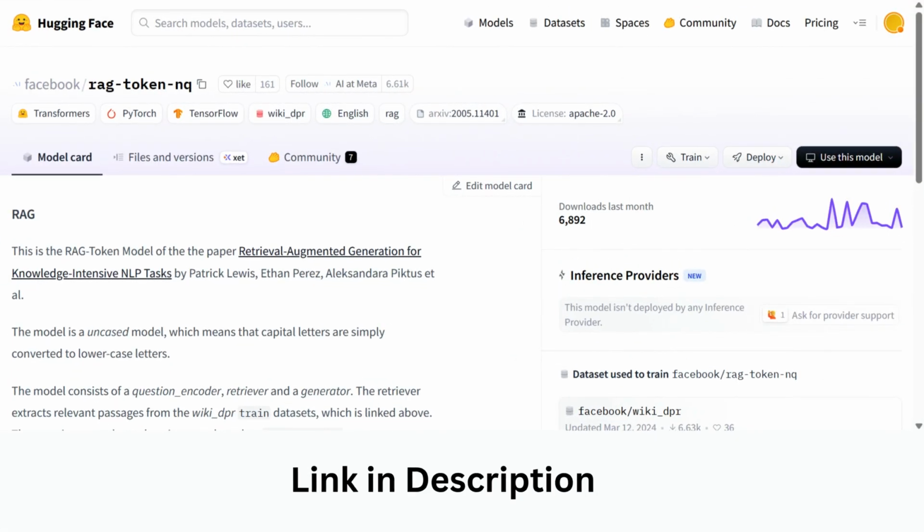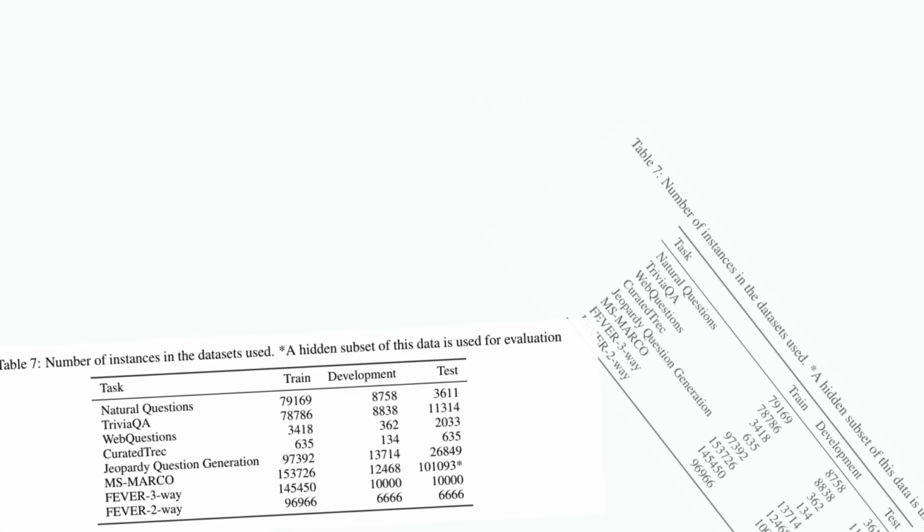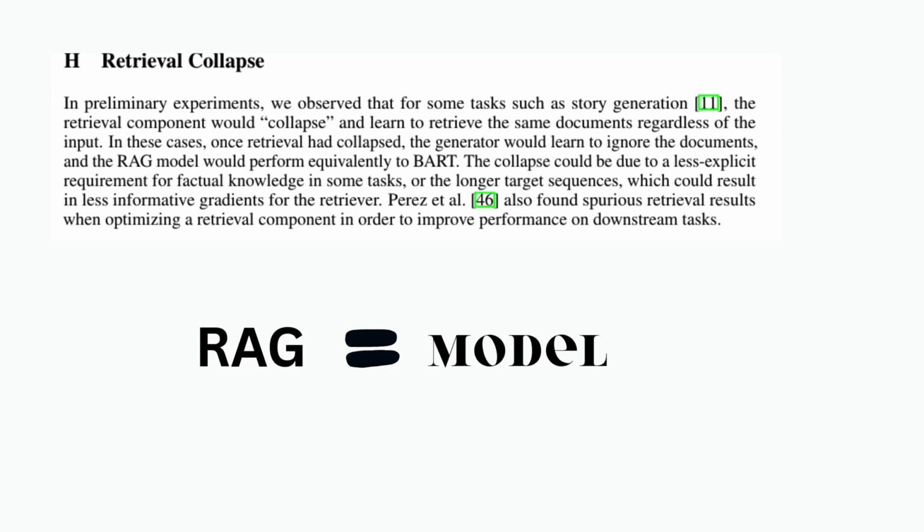This is the official HuggingFace Repo shared by the authors. Containing other details and resources on RAG, you can find the link in the description. And here are some of key details of the training setup and the datasets used from the index of paper. Apart from this, there is a key drawback in RAG. It is termed as the retrieval collapse, where the retriever keeps returning the same document regardless of the input, making RAG act like a regular language model.